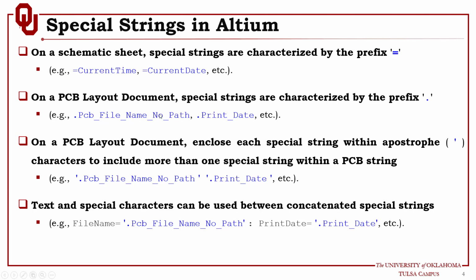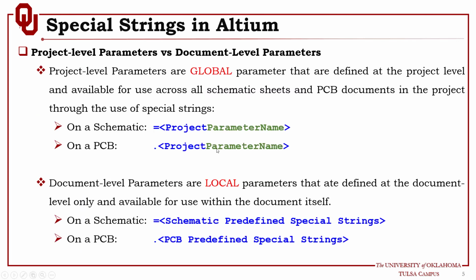And we have seen all that. So next, we need now to differentiate between two things, and this is very important because sometimes it causes confusion. The first one is project level parameters, and the second one is document level parameters. Now, project level parameters are global. Document level parameters are local. What does that mean? When you specify a project level parameter, these parameters will be reflected to all the project documents, including schematic, layout, and anything else.